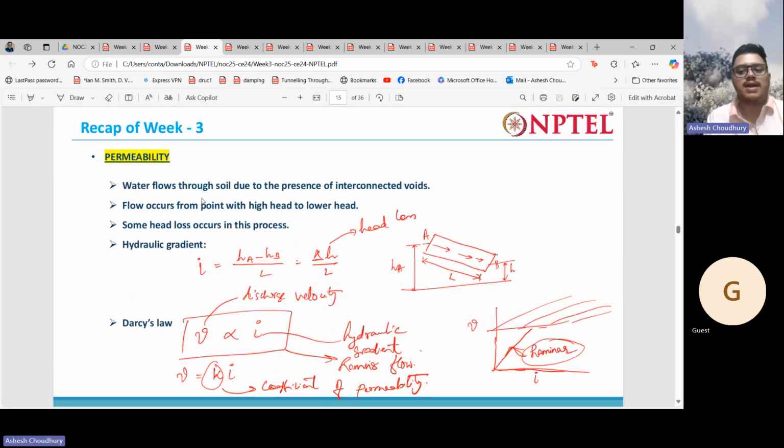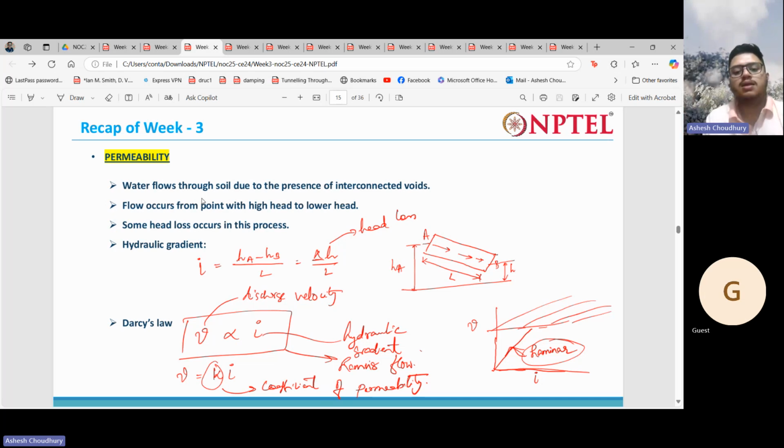All right, then the next topic is permeability. So what is permeability? Water flows through soil with the presence of interconnected voids. Flow occurs from a point with higher head to lower head, obviously from higher energy to lower energy. Some head loss occurs in this process. The property by which the soil allows water or any other fluid to pass through it is known as permeability. We define hydraulic gradient as the head loss divided by the length of flow. Then the velocity of flow in the soil pores: the pores in the soil network are very small.